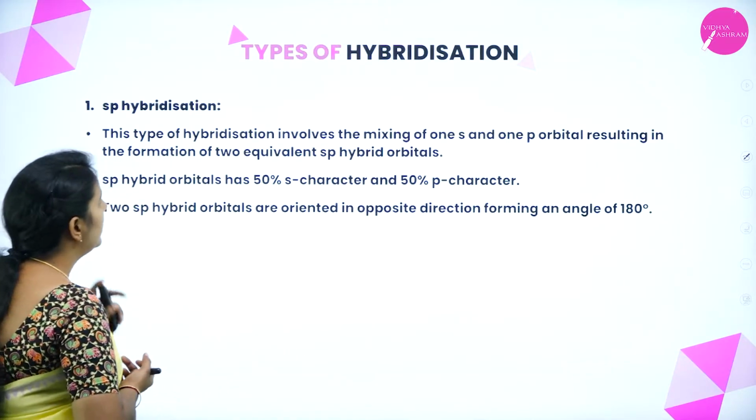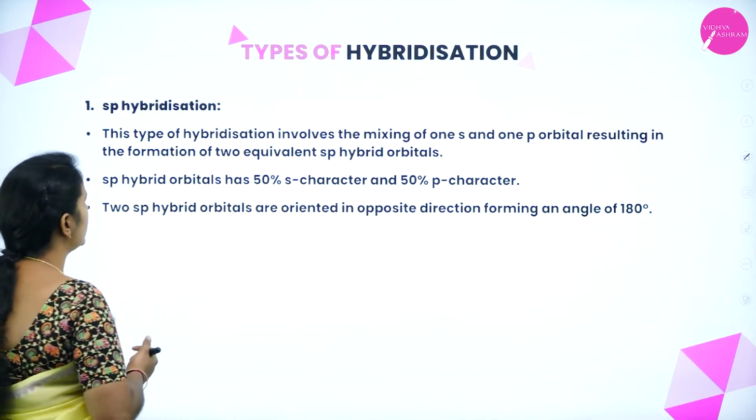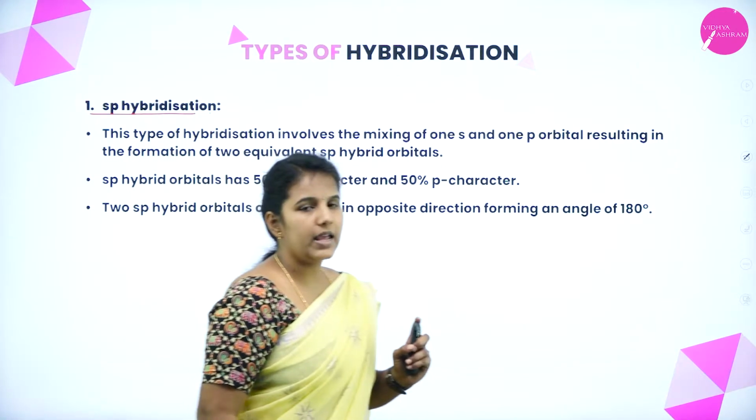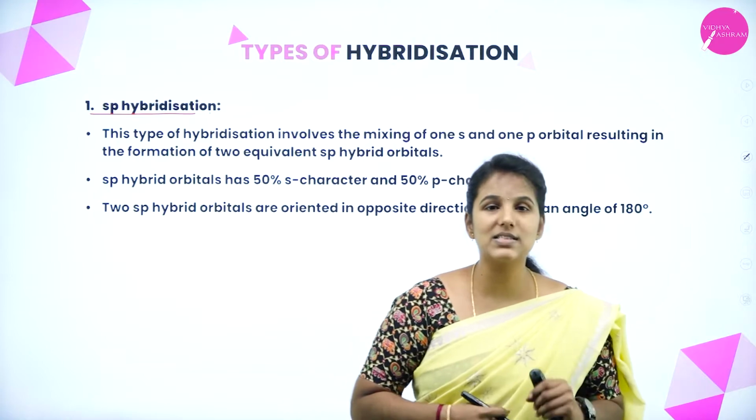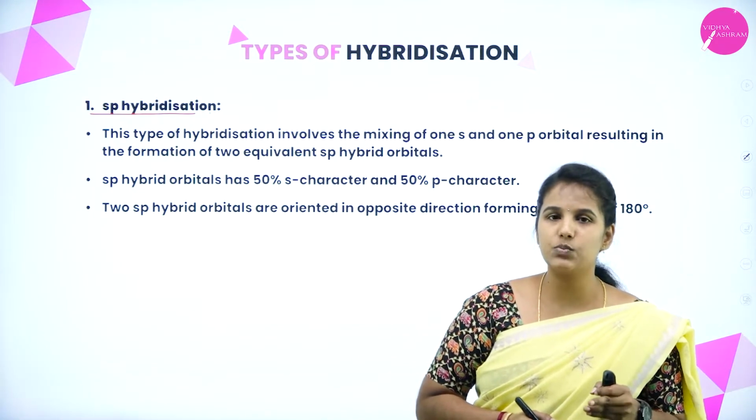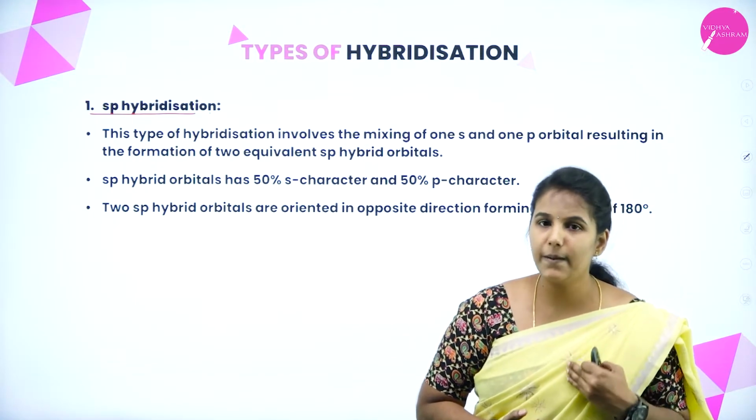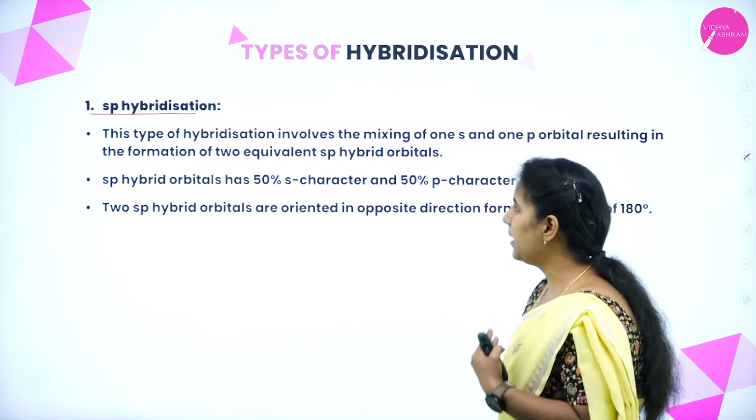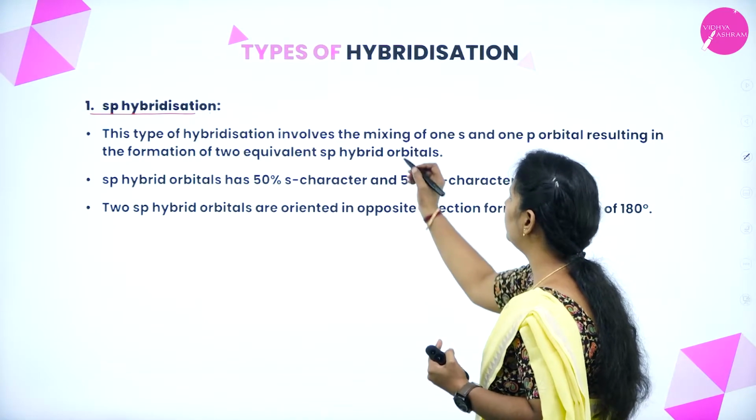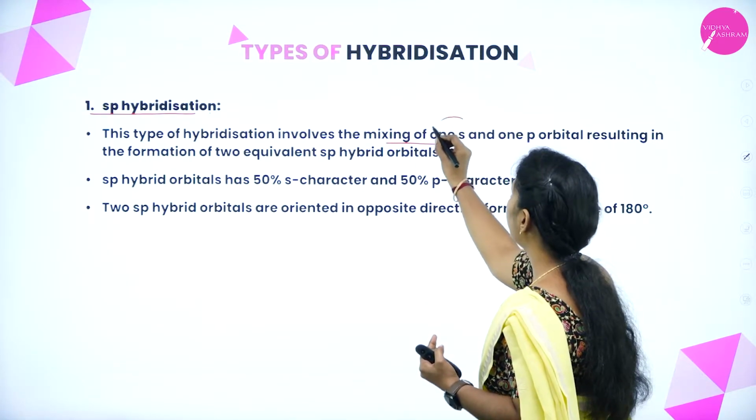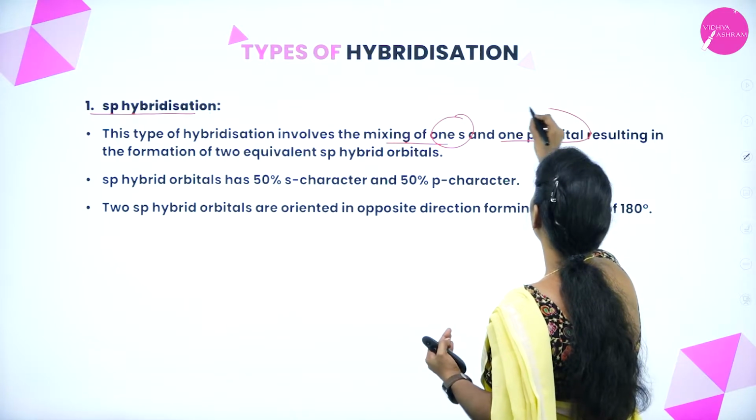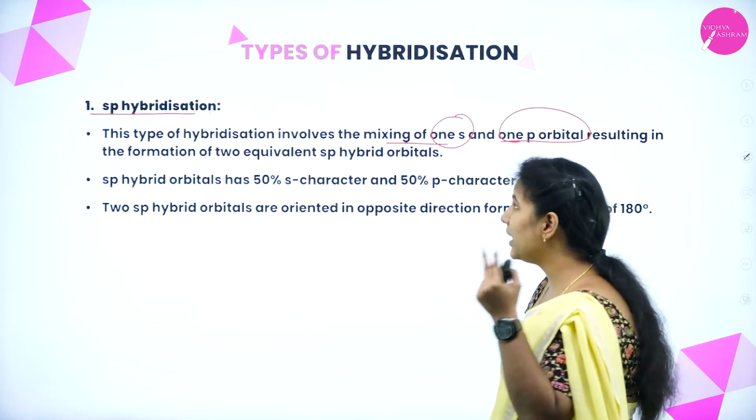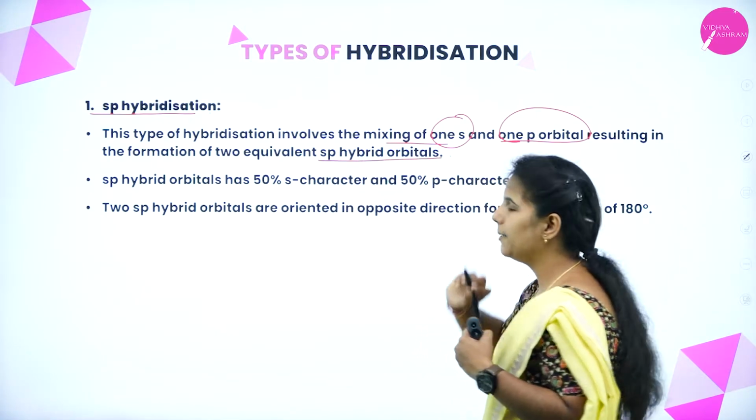Okay. In the types of hybridization, first I'll go with sp hybridization. What does sp stand for here? The s and p stand for the s orbital and the p orbital hybridization. This is a type of hybridization involving the mixing of one s and one p orbital, which results in the formation of what? Two equivalent sp hybrid orbitals.